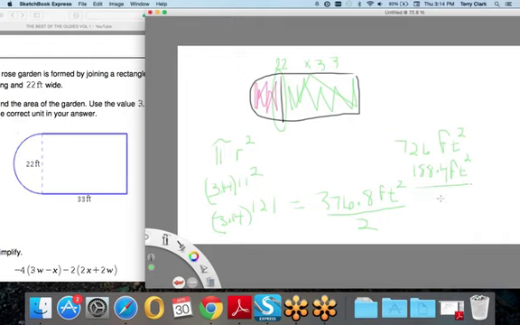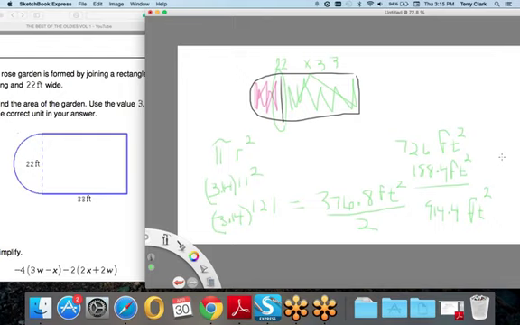So we got 726 plus 188.4. That's going to equal 914.4 square feet. Now make sure you put the square feet, because if you don't put the square feet, the whole thing's wrong. Because the problem says make sure you use the correct units of measurement. Okay, you can't just put 914.4. It'll get marked wrong for that.